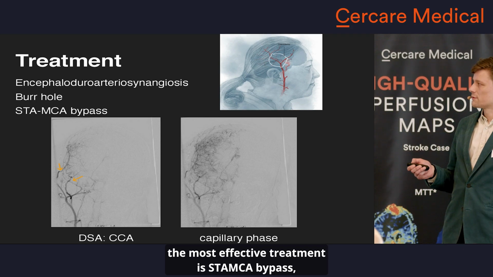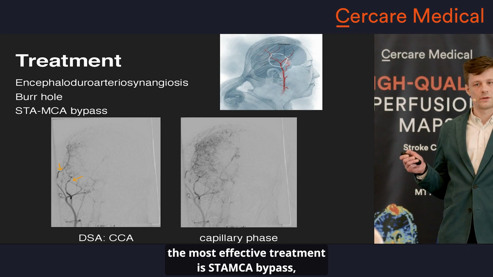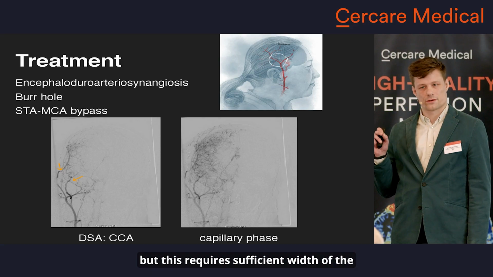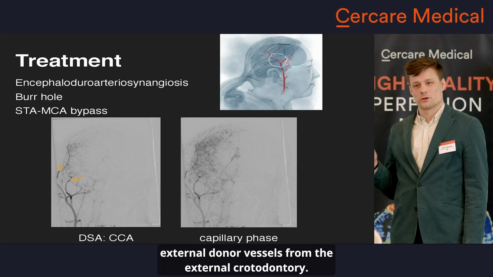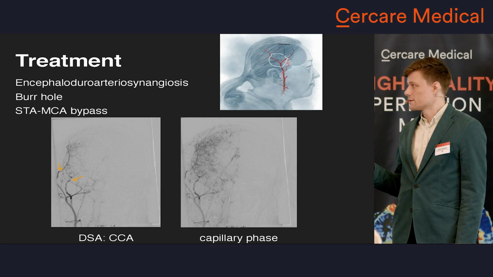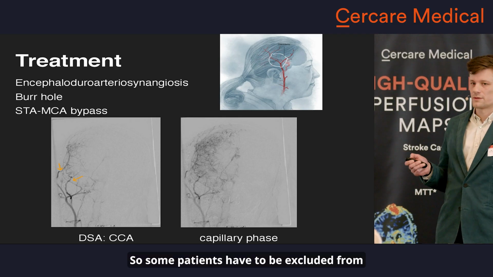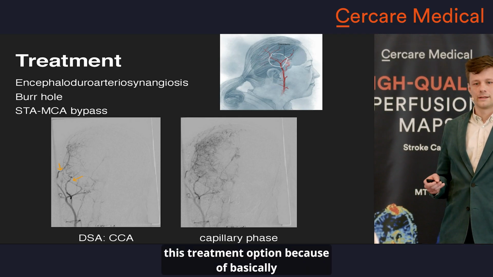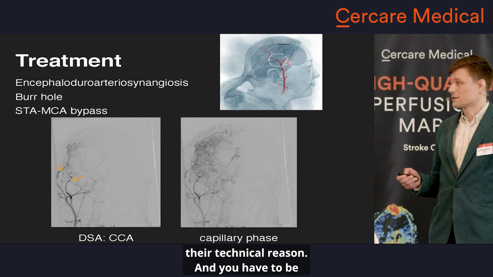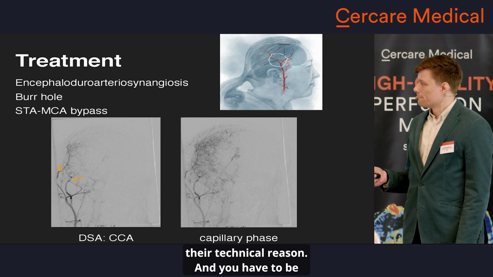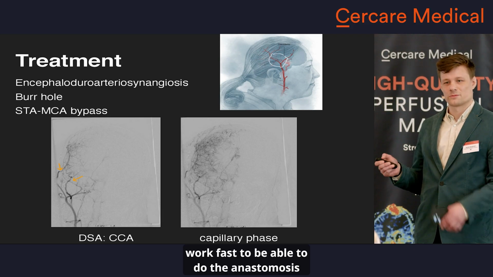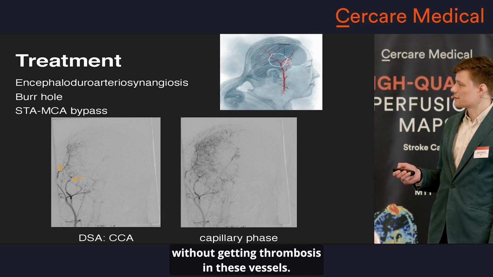Probably the most effective treatment is STA-MCA bypass, but this requires sufficient width of the external donor vessels from the external carotid artery. So some patients have to be excluded from this treatment option because of basically technical reasons. And you have to work fast to be able to do the anastomosis without getting thrombosis in these vessels.